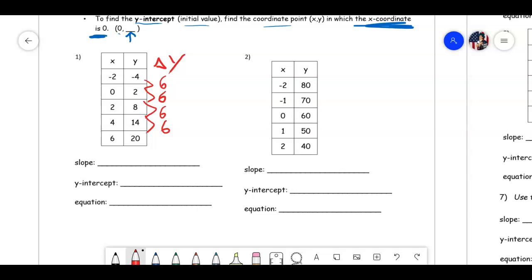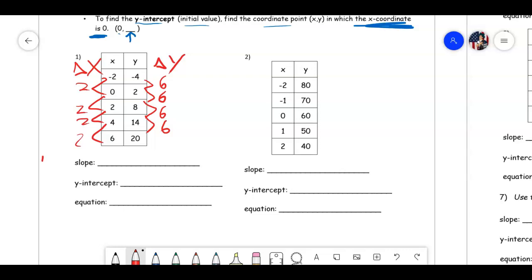So on X, change in X. Let's do the bird beaks. So from -2 to 0, is that going up or down? What do you think? Up. How much? 2. So it's +2, and then it's adding +2. You can tell because it's even numbers. It's adding 2 each time.